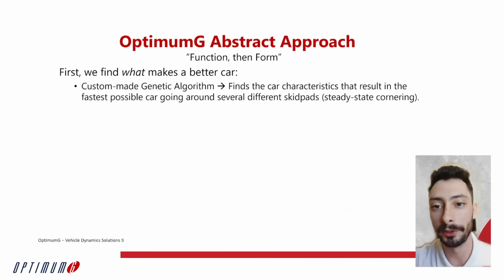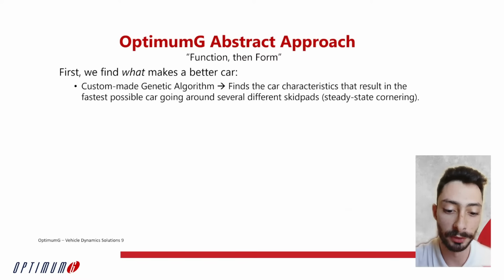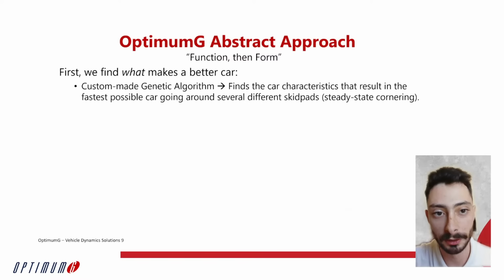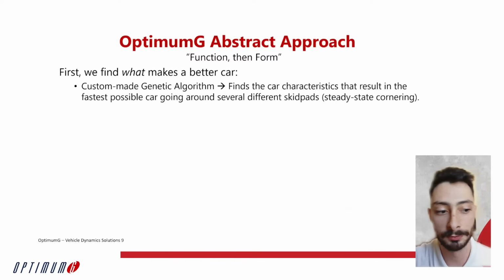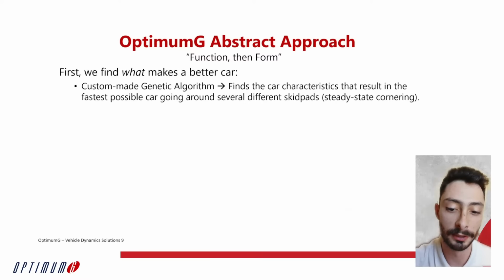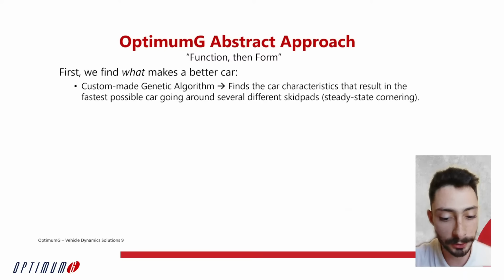So going into a little bit more detail about how we're going to talk today. The first part, which is the function, is finding out what makes a car better. This is the purpose of the skid pad optimization software that I'm going to show you. Pretty much it is a custom-made genetic algorithm whose full objective is finding the ideal kinematic curves that will result in a faster car going over several different skid pads. These are only steady state cornering maneuvers. Transient phenomena are not being considered here.